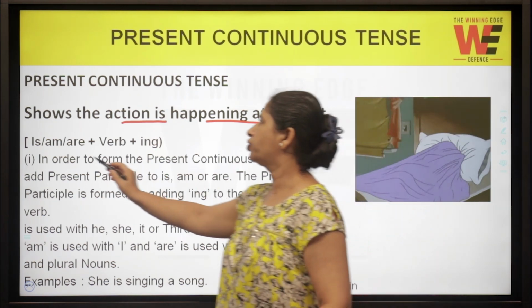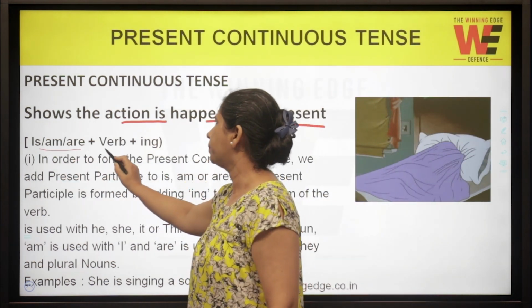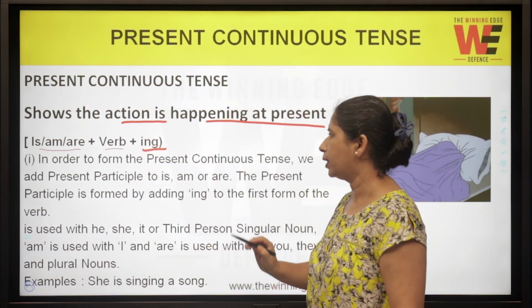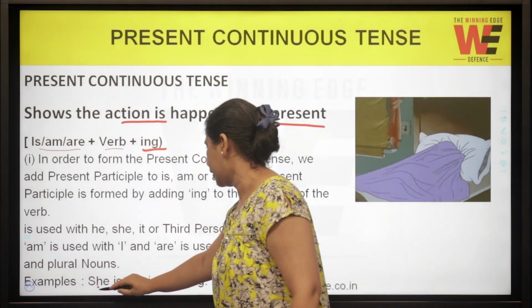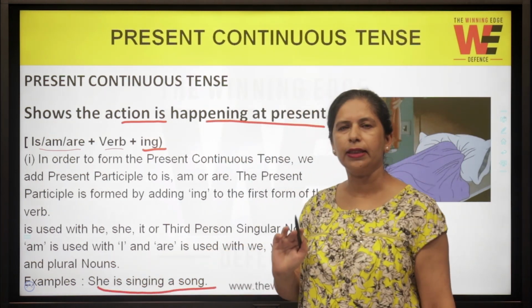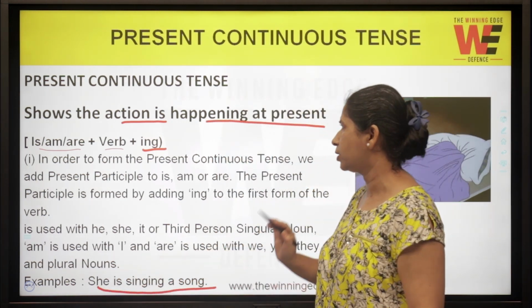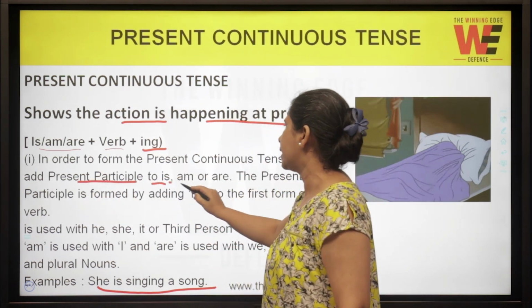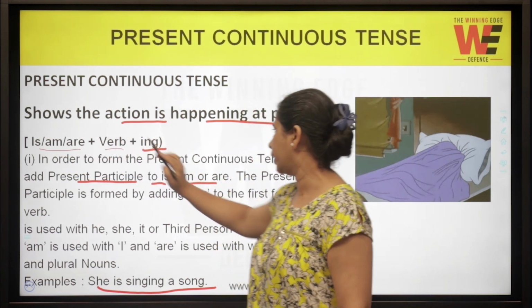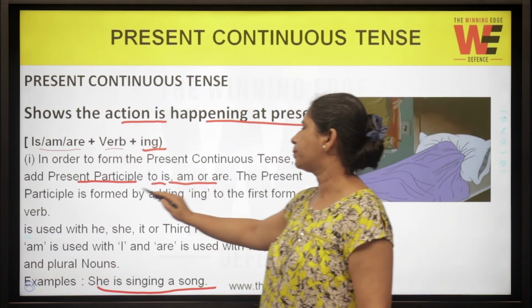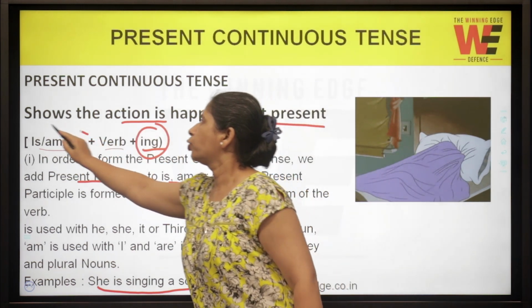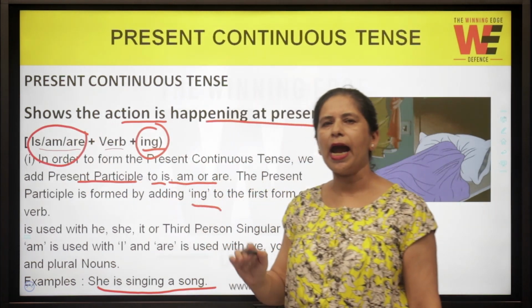Okay. So here the general rule is, am, is, are plus verb plus ing. Okay. So here you can see the example. जैसे कि she is singing a song. ठीक है. This is the example of present continuous tense. So we add present participle to is, am or are as I've mentioned here. Okay, the present participle is formed by adding ing. You have to remember ing, you have to remember is, am, are and the verb.